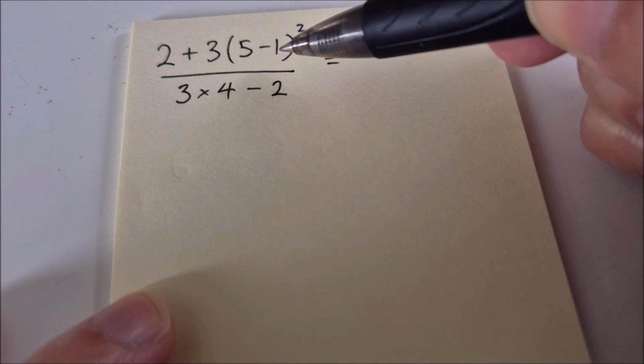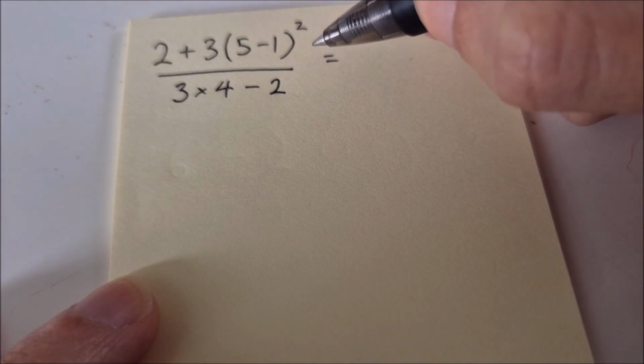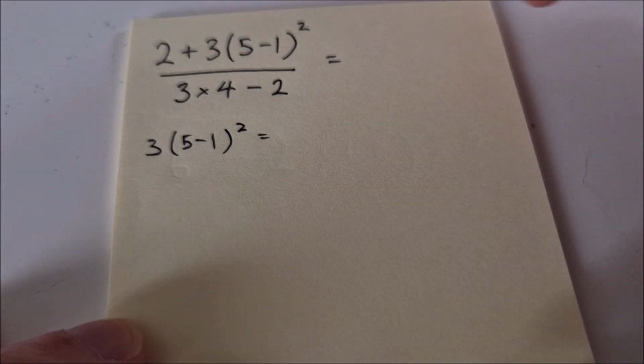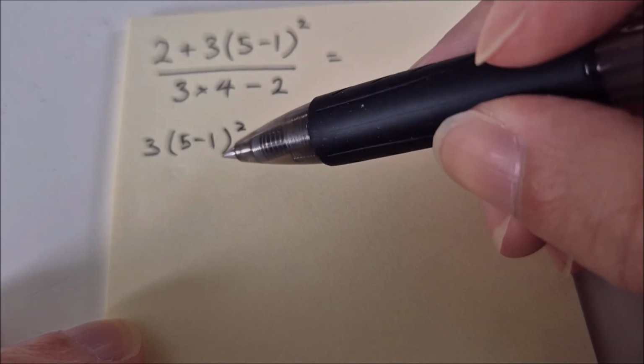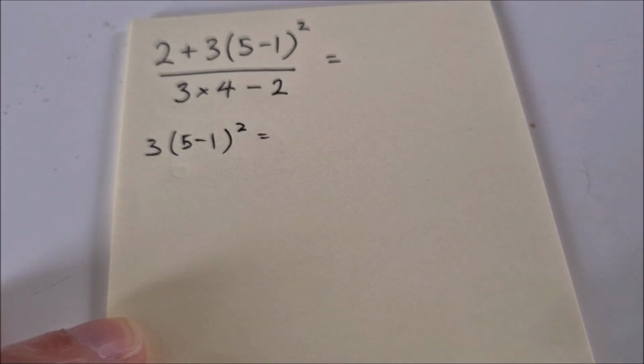Okay, the first layering item that I see would be this one here, the 3 times 5 minus 1 in brackets, all squared. Let's try to solve this one separately first, and we can ignore the other things for now. This expression here has brackets, so we're going to deal with this first.